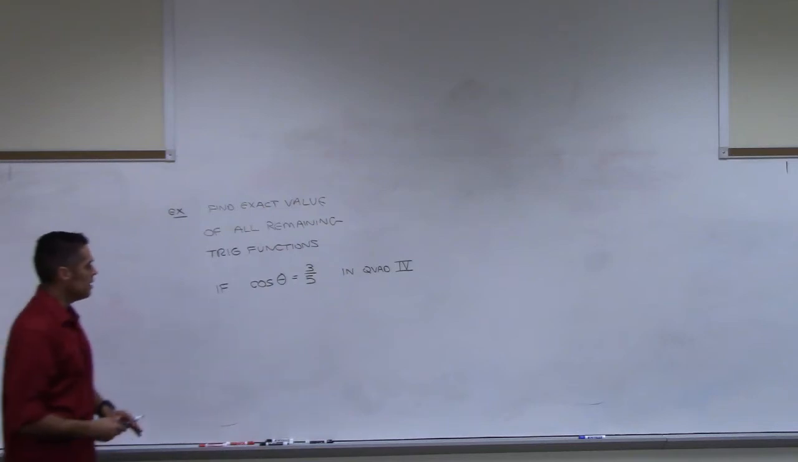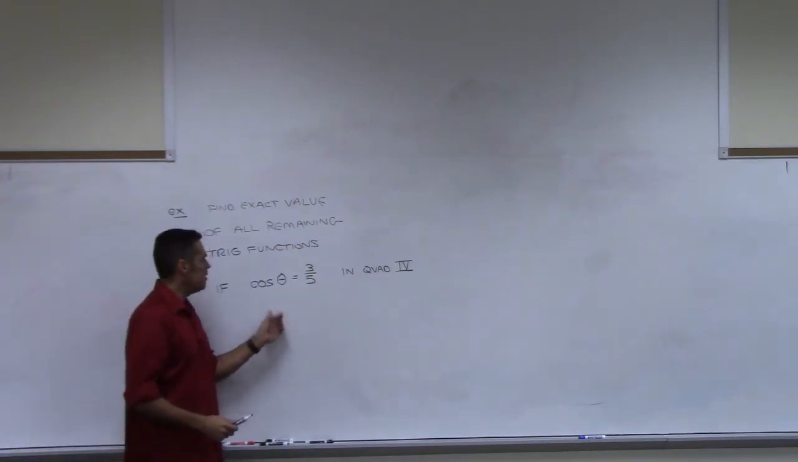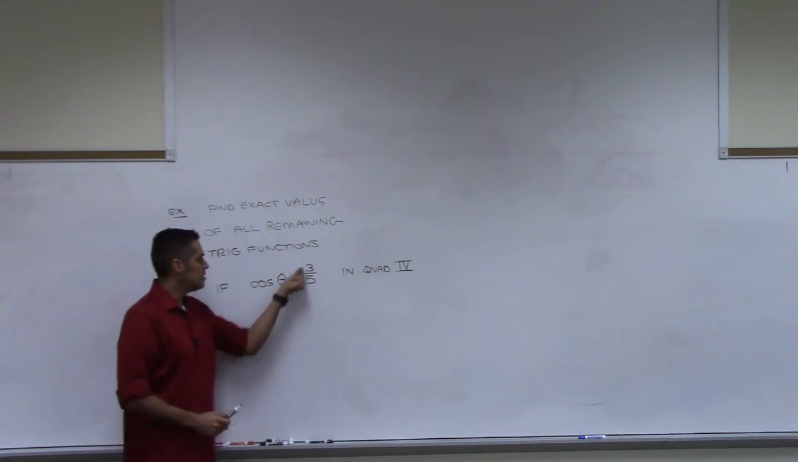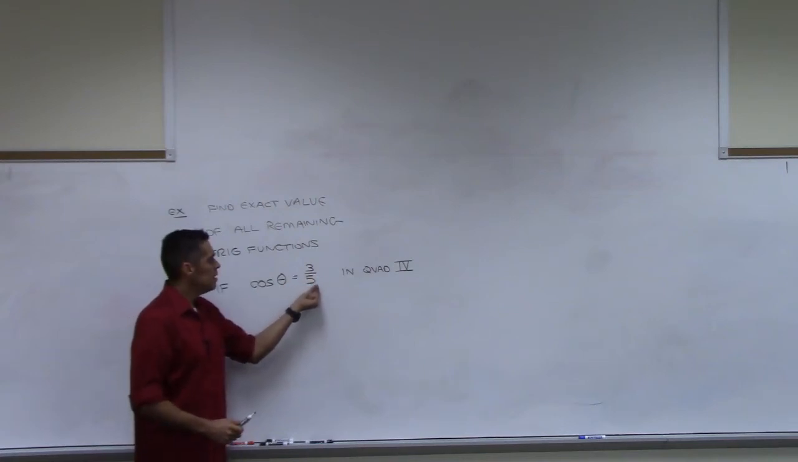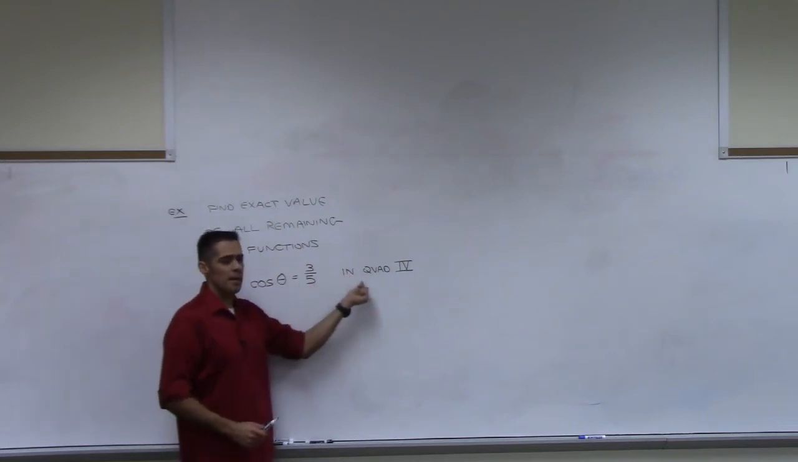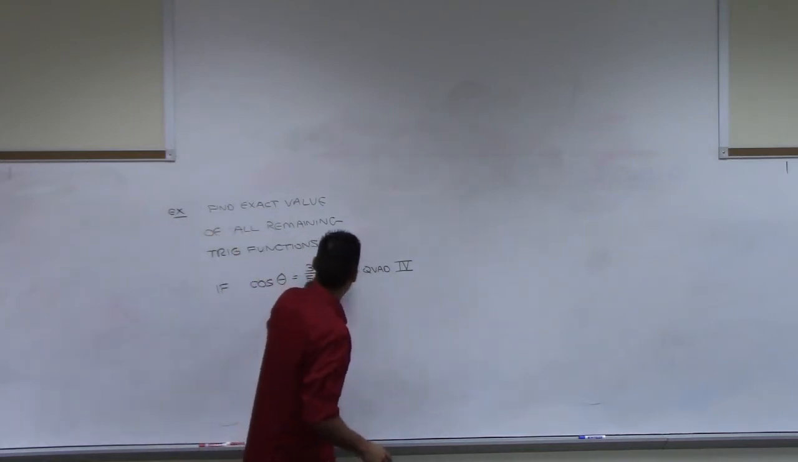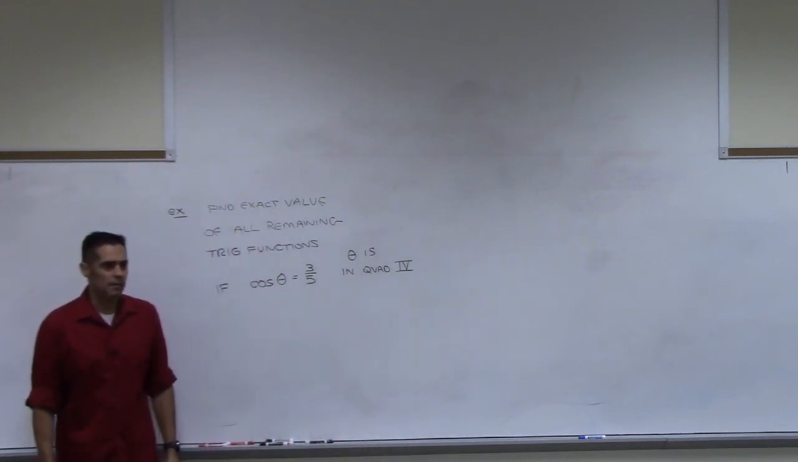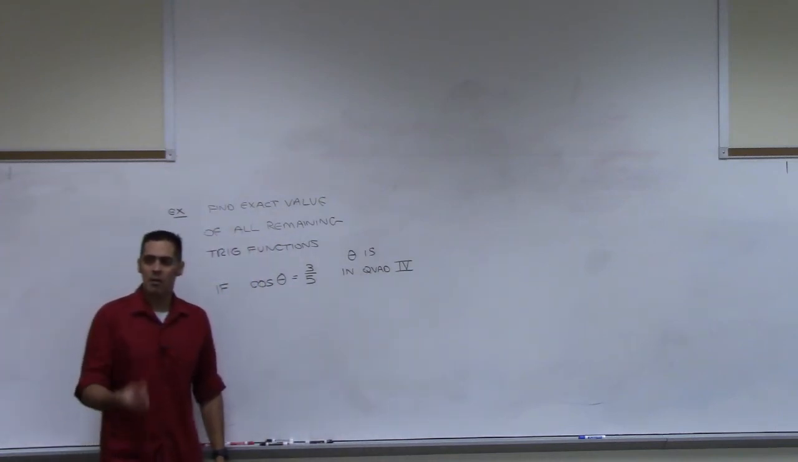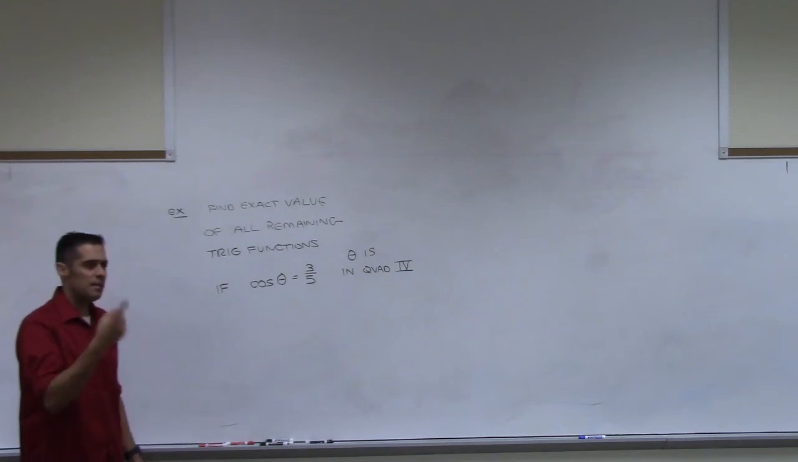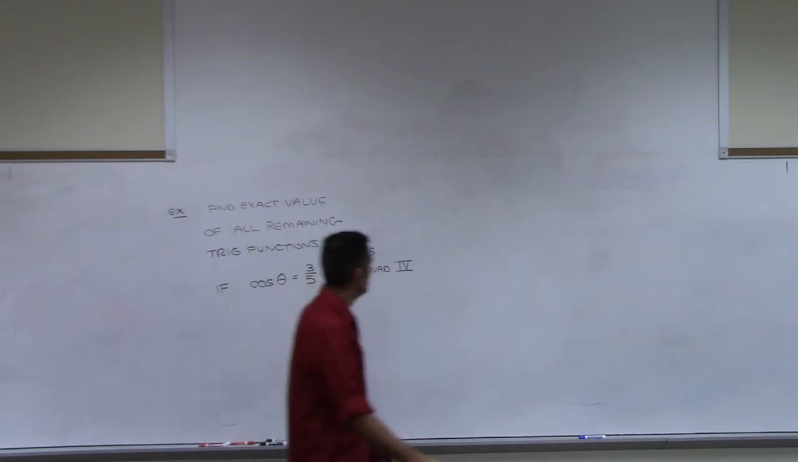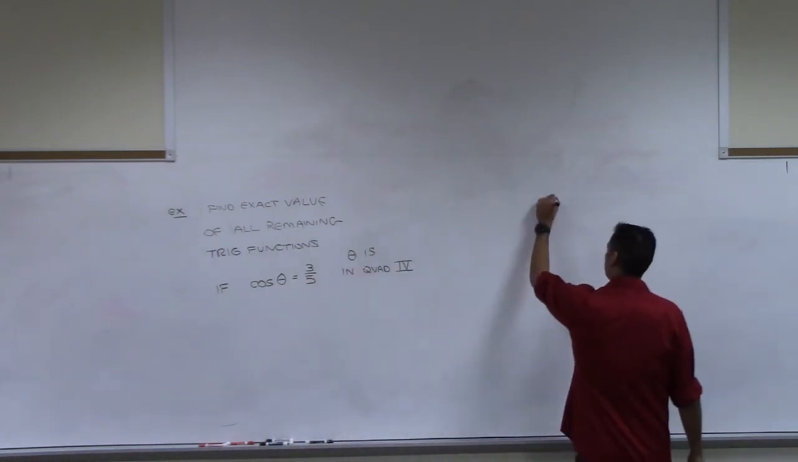So what I'm giving you here is the value of cosine at a certain angle. It is 3/5. And I'm telling you that the angle theta is in quadrant 4. That's what I'm giving you. I want you to figure out what sine of theta is, what tangent of theta is, what cosecant, secant, cotangent. So let's start with a picture.